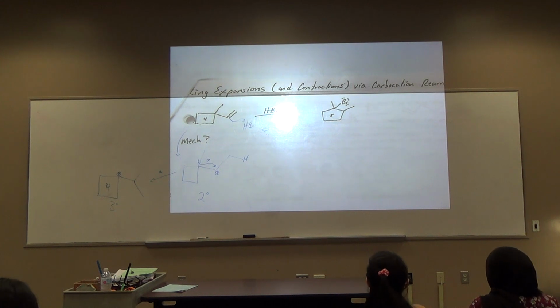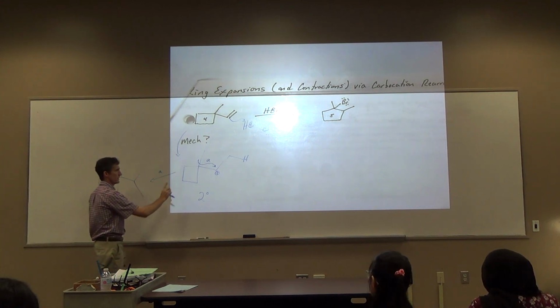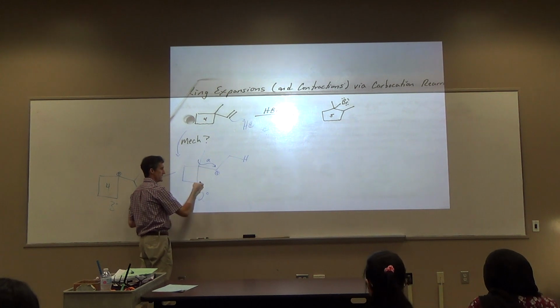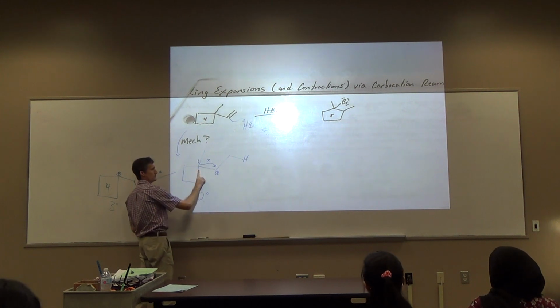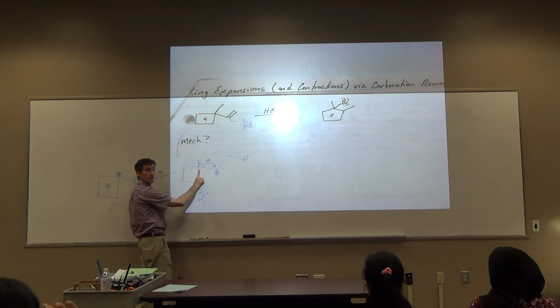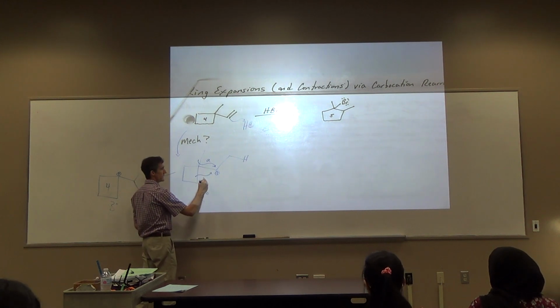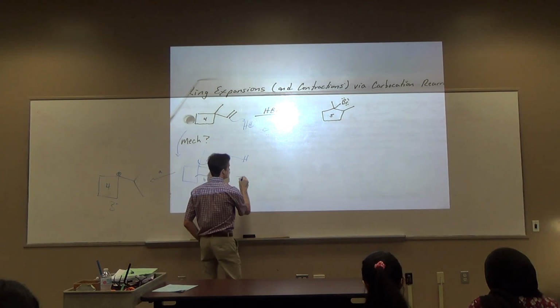Is there something else that could break free from this carbon in the ring? And the answer is yes, right here. Over there. We take this and break free, and call that B. What would the B give?